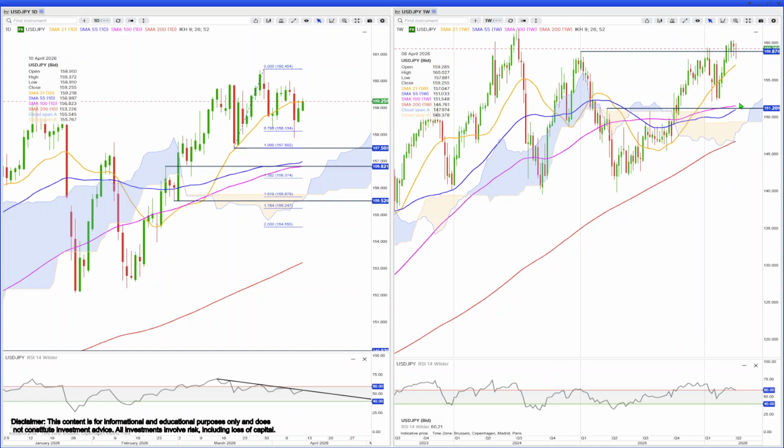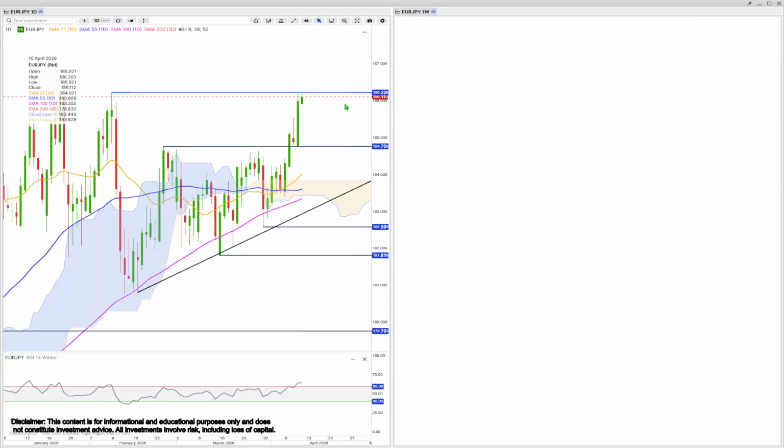I mean, we have the 100 coming up, we have the 55. Give it a couple of weeks, then the 55 is likely to break above the 100, and then we have an even stronger underlying scenario. But for now, still a little bit range bound.